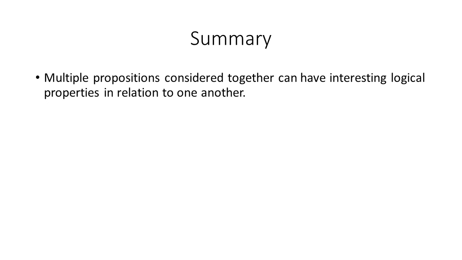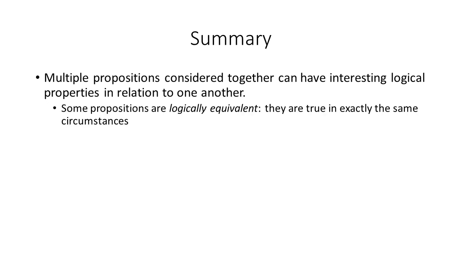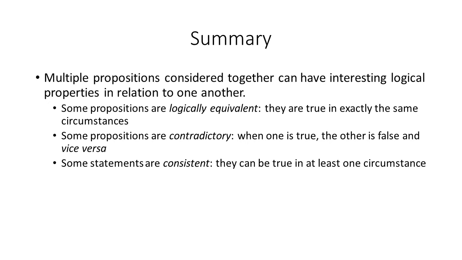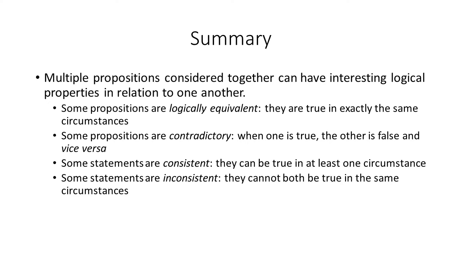Okay, so here's our summary. Multiple propositions considered together can have interesting logical properties in relation to one another. First, some propositions are logically equivalent. They're true in exactly the same circumstances. Some propositions are contradictory: when one's true, the other's false, and vice versa. Some statements are consistent. They can be true in at least one circumstance. And then finally, some are inconsistent. They can't both be true at the same time or in the same circumstances.